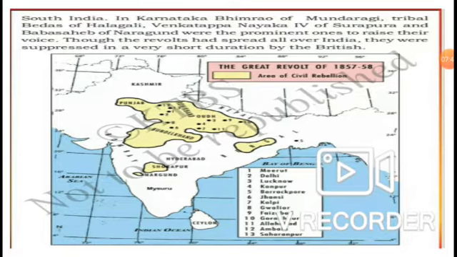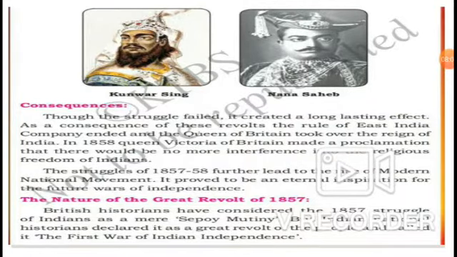Which all are the places that got a revolt? Meerut, Delhi, Lucknow, Kanpur, Barrackpore, Jhansi, Kalpi, Gwalior, Faizabad, Gorakhpur, Allahabad, Ahmedabad, Ambala, Saharanpur. Yes. Next, we'll move on to the next one. You can see here the pictures of Kunwar Singh along with Nana Sahib.